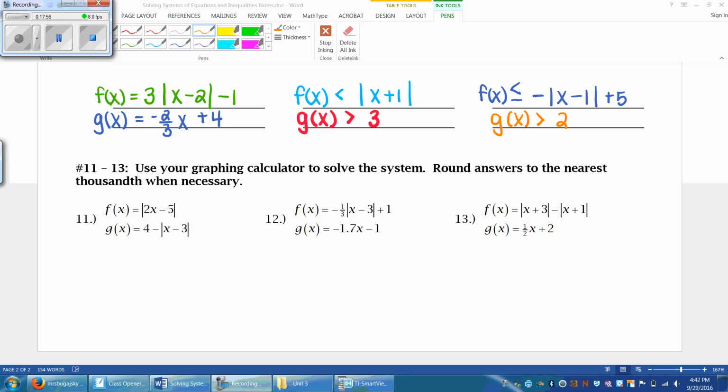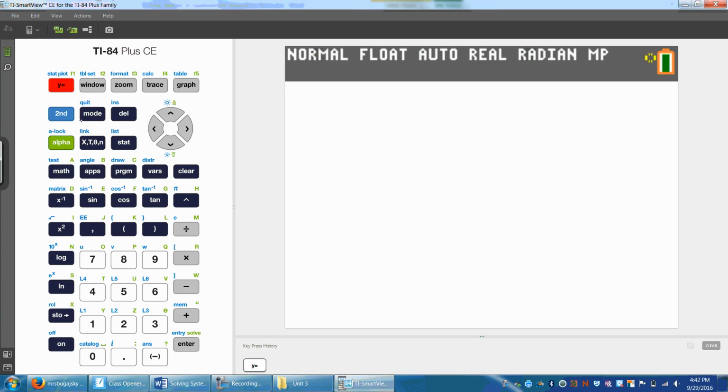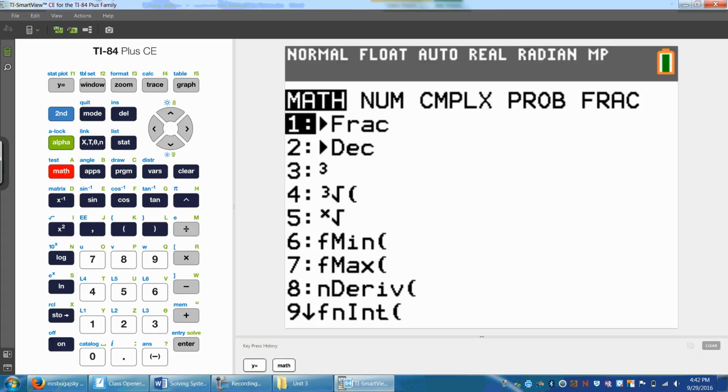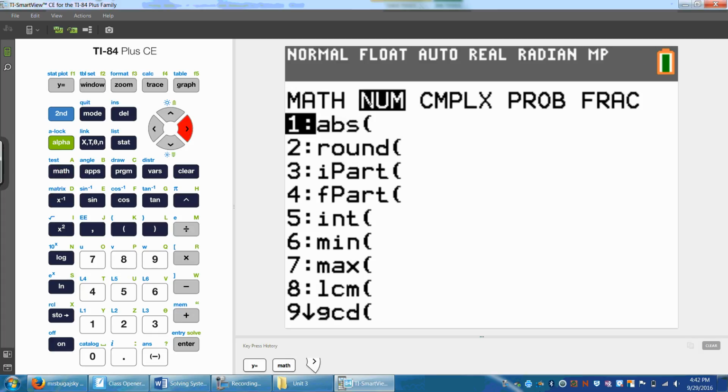For the last part, we'll need our graphing calculator. What I'm going to do is go to my y equals and type in each of these 2 equations. So if I hit y equals, in order to type in the absolute value, you need to press the math key. The right arrow key will get you over to number, and the very first one is absolute value.